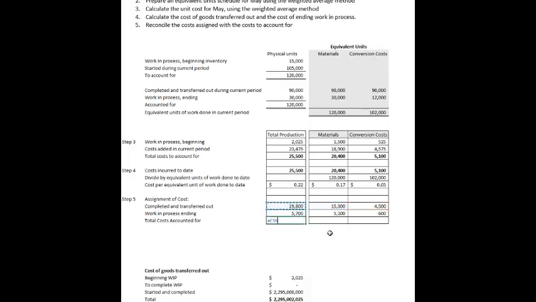So we need to make sure we've accounted for all the costs. 25.5, look at that. Costs incurred are the costs accounted for. And so we can just make sure that the right categories were accounted for. The materials match and the conversion costs match. So there we go. We've reconciled the costs. We've figured out the cost per unit and assigned the costs.